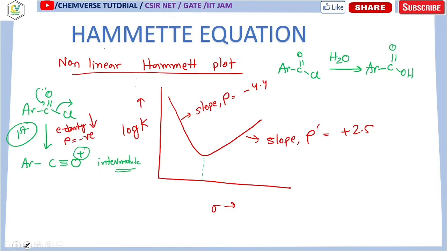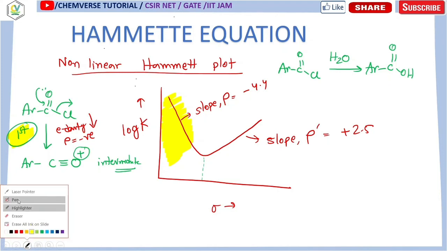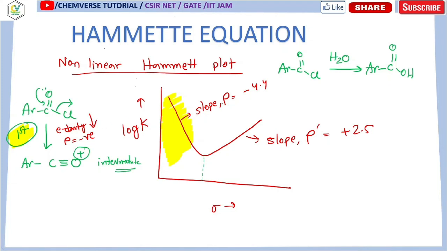So this portion just corresponds to the first step of the reaction. So over here the rho value is negative. Negative means, experimentally you can find it out, rho is equal to minus 4.4. So this is the first step of the reaction.